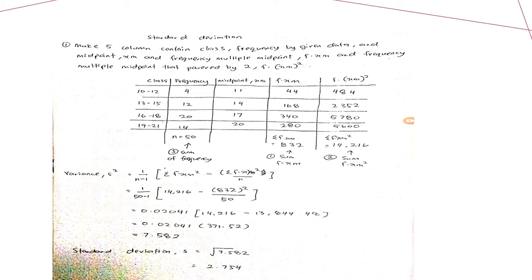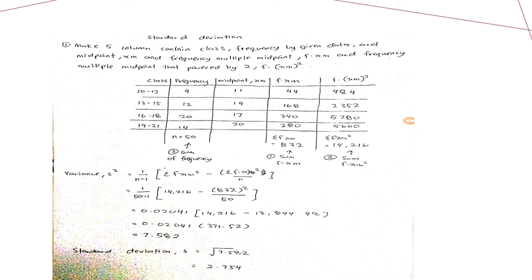To find the midpoint, we need to add the 2 numbers from the class. For example, we take the first row here, 10, 12. We add them up and then divide by 2. We get the midpoint, 11. So next is frequency multiplied by midpoint. We need to multiply the frequency with the midpoint. We get the answer. So next is frequency multiplied by midpoint squared. We square the midpoint first and then multiply it with the frequency.